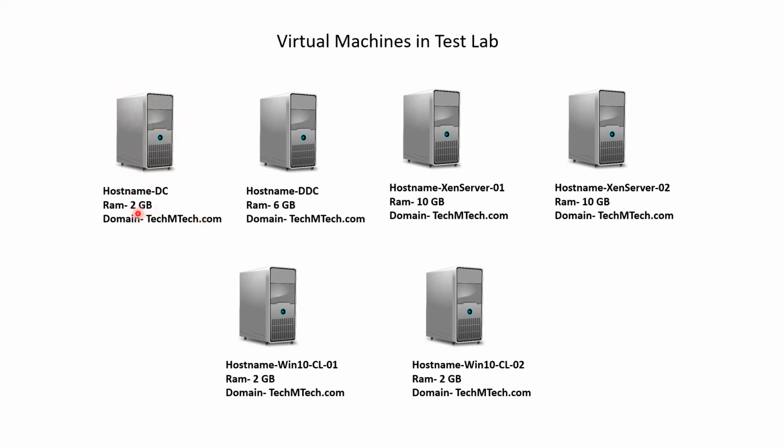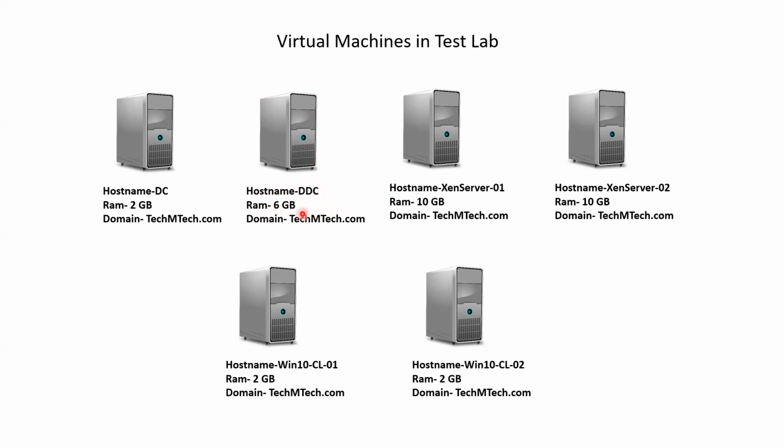And my domain is techamtech.com. In your case, you can change the domain to your name, whatever name you want to give, okay? And to the domain controller, I have allocated 2 GB of RAM. The second machine will be our delivery controller. In the delivery controller, we will configure each and every core Citrix component. The memory I allocated to this machine is 6 GB.